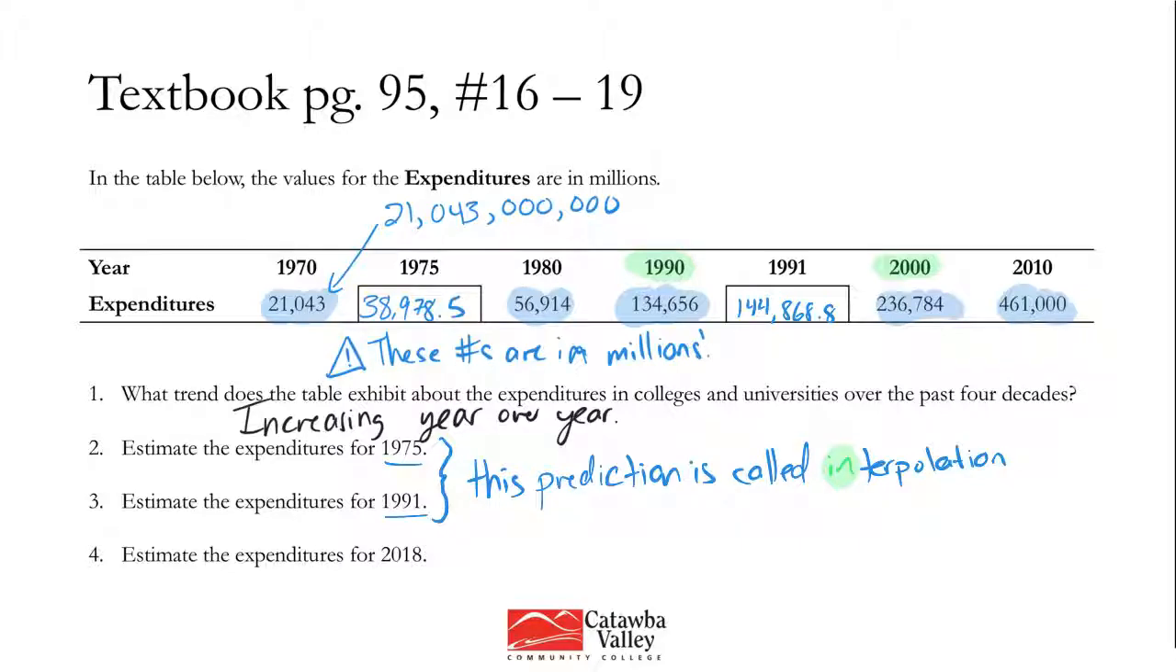So in contrast, here in number 4, we're going to look for 2018, but 2018 is outside, so this is called an extrapolation. It is a prediction outside of the given data set. So how are we going to find 2018? Well, this time we're going to use the closest decade to 2018, which is the 2000s to 2010. And then once again, to extrapolate, we're going to find the slope.